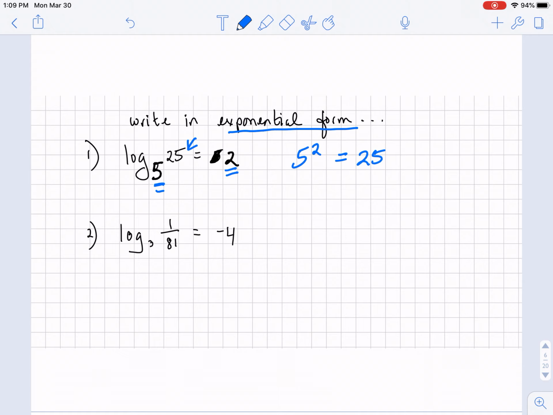Now we're going to do number 2 together. 3 to the -4, in other words, base to the exponent, equals 1 over 81. And is that right? Let's think about that. 3 to the -4 is really equal to 1 over 3 to the 4th. And if I multiplied 3 by itself 4 times, guess what I would get? 1 over 81.